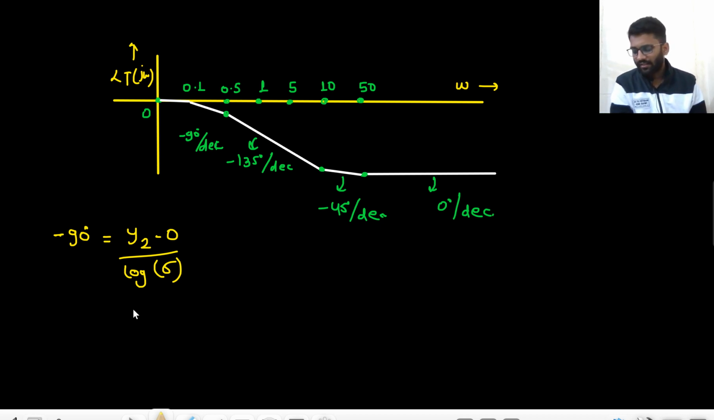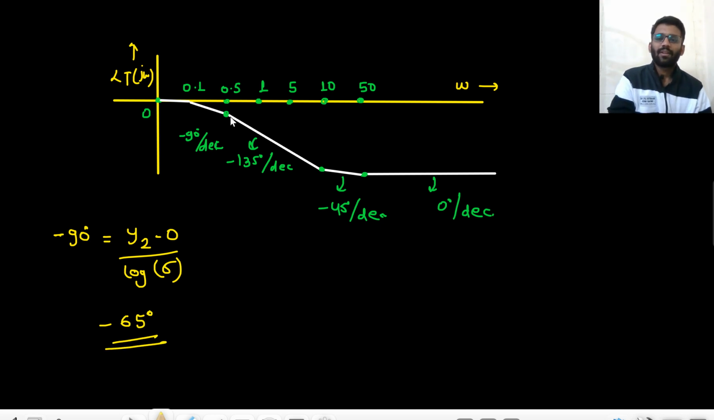So nearly they are saying minus 62 degree. We can take minus 65 degree. Okay, nearly. So here I am having minus 65. Now I am going from 0.5 to 10. So if I go from 0.5 to 5, I know that I will decrease by minus 135 degree.